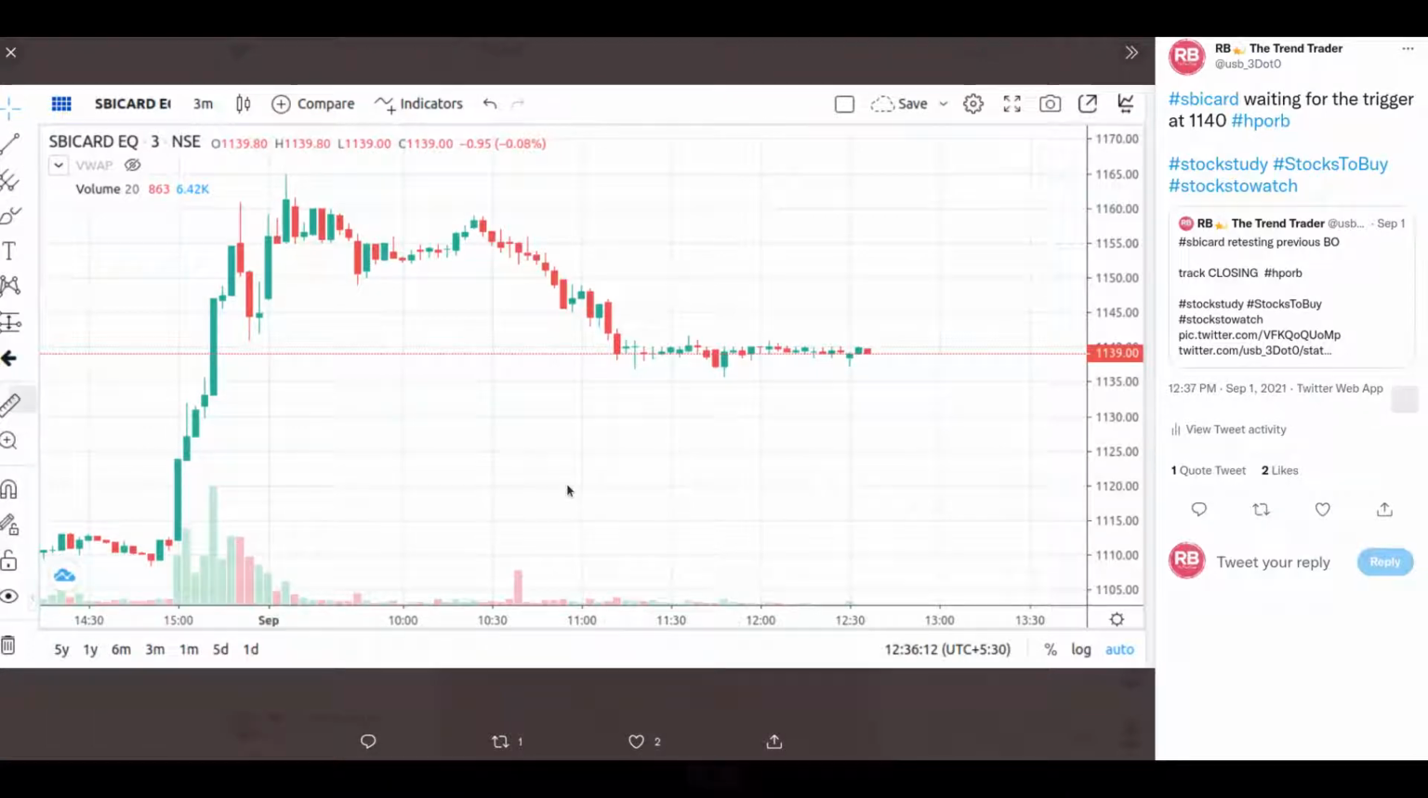Hi. This video is more about how breakouts should be traded and how you should have patience. SBI Card made an all-time high at 1165, and then yesterday around 12:30 p.m. I tweeted about this one, saying that SBI Card is just waiting for a trigger. Now, this whole thing is why this tweet was so important, and the way forward as well.